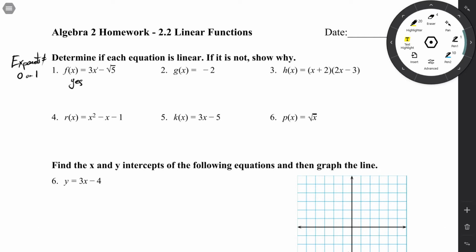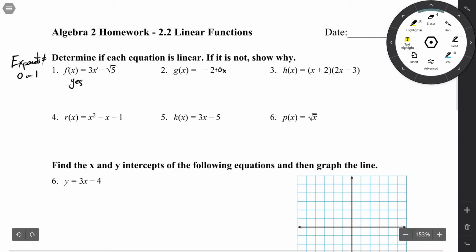Let's see. This one, there is no exponent. You can kind of think of it as a 0 exponent, or it's just plus 0x right there. So this one, yeah, that one's linear as well.